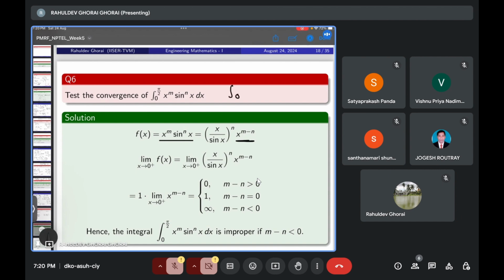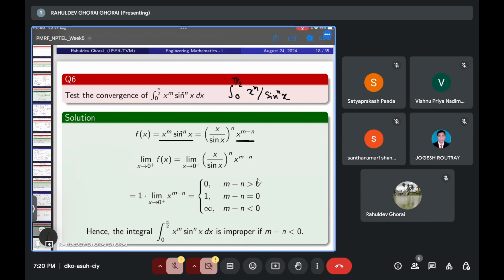The question will be the integral from 0 to pi by 2 of x to the power m over sine to the power nx. The problem you will see here is only when x equals 0. So now what I do is, this is sine to the power minus nx. Okay, this is sine to the power minus nx.